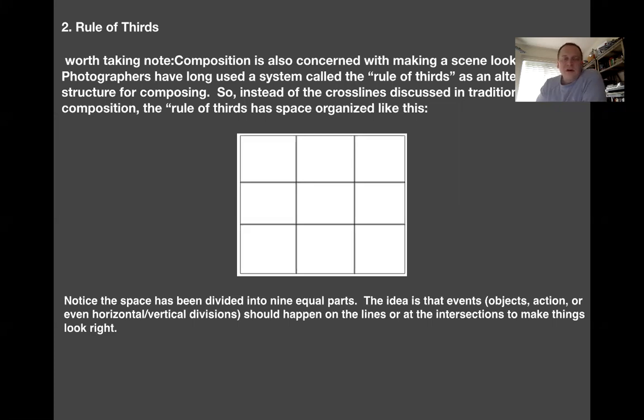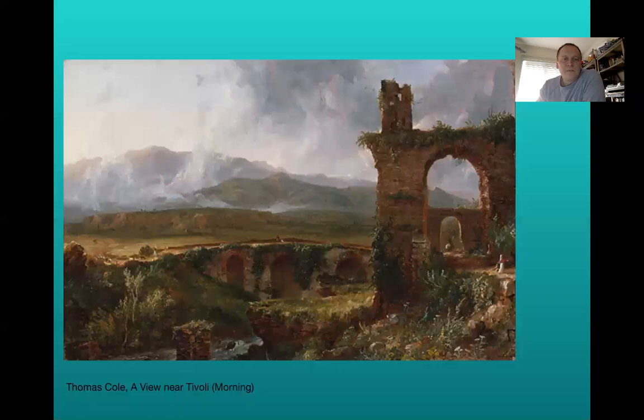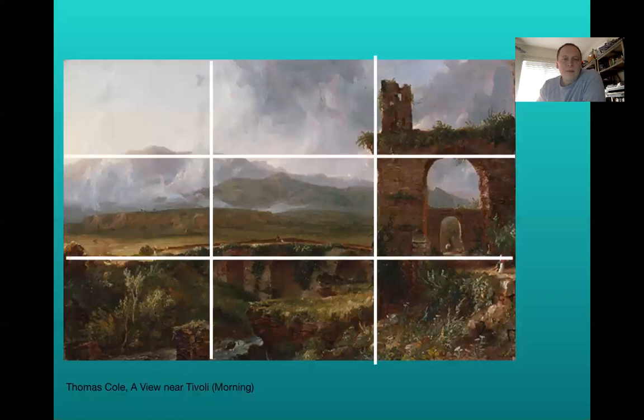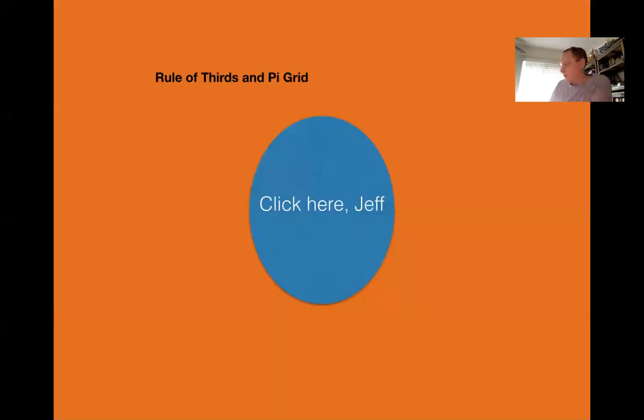Another compositional technique is the rule of thirds. If you've ever edited or cropped one of the photos on your phone, these grids will pop up. The idea is that important things happen on the lines or at the intersection of the lines. When you get the PDF off of Canvas, there's an interesting video here that describes the rule of thirds and something called the pie grid.